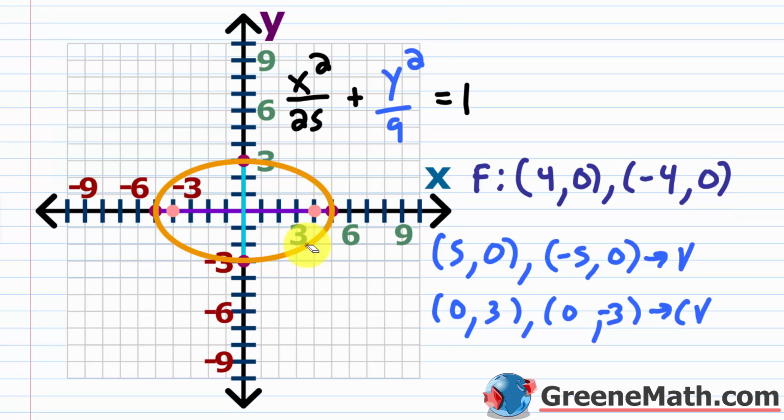Now, your foci are always going to occur on the major axis. Always on the major axis. So now we know where all these points came from. We know where these 2 came from, the vertices, or the endpoints for the major axis. We know where these 2 points came from, the covertices, or the endpoints for the minor axis. And these right here are the foci. Again, c squared equals a squared minus b squared.